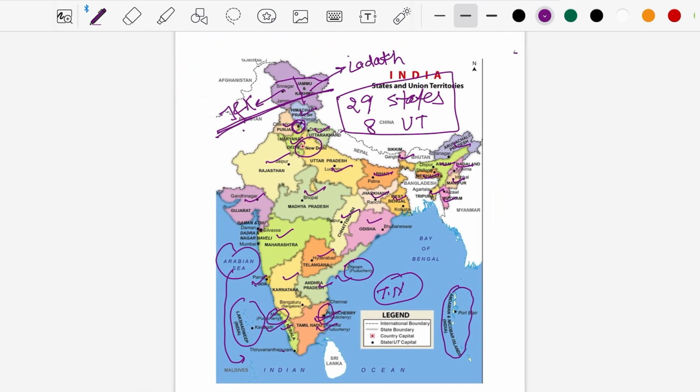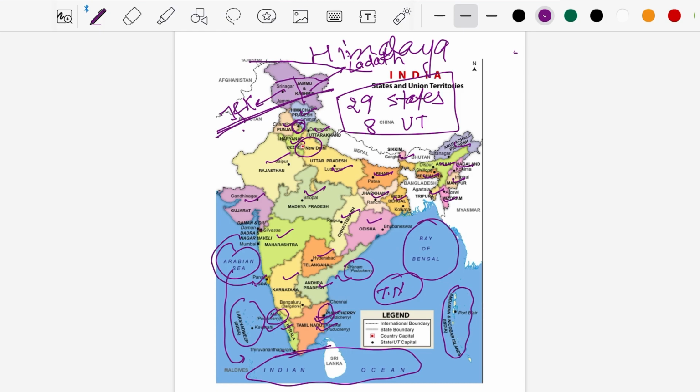So in the north of India it is the Himalaya, and at the southern tip it is the Indian Ocean. The eastern part of India is the Bay of Bengal, and the western part is the Arabian Sea. So this much we have understood. Okay.